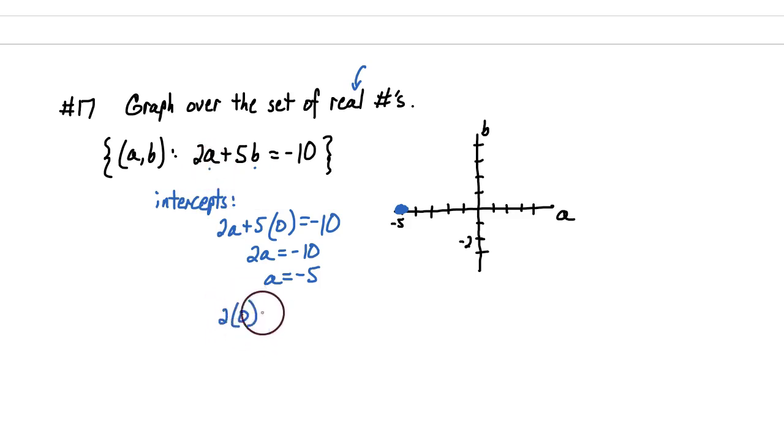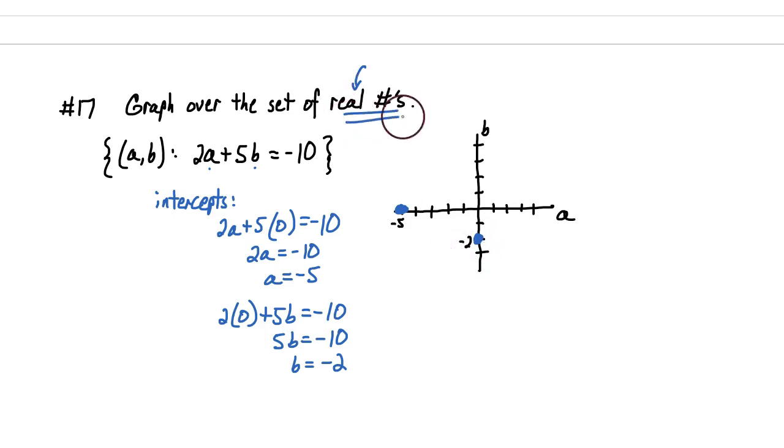2 times 0 plus 5b equals negative 10. 2 times 0 is just 0. So this is 5b equals negative 10. Therefore, b is negative 2. So on the b-axis, there's a dot at negative 2. Usually we call that the y-intercept. This time it's the b-intercept.